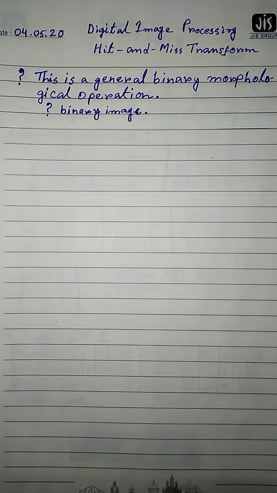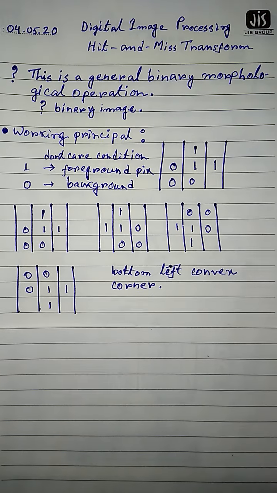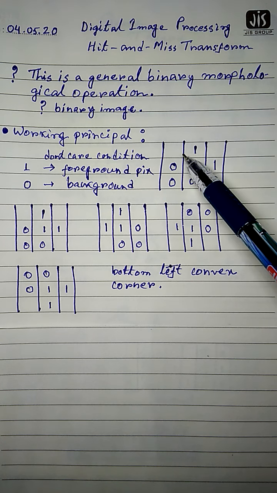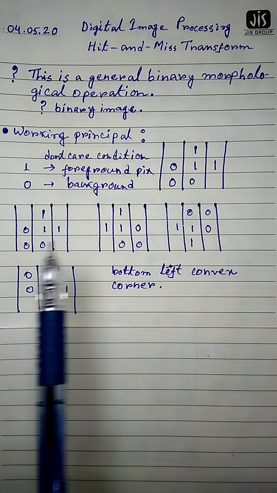Now I will explain with an example how it actually works. That means, how will the hit-and-miss transform work? You need to remember the basic principle is for a binary image. Now, what is the working principle? That means how it will work. You can see this is the representation in matrix form. Now I will explain how it will work.